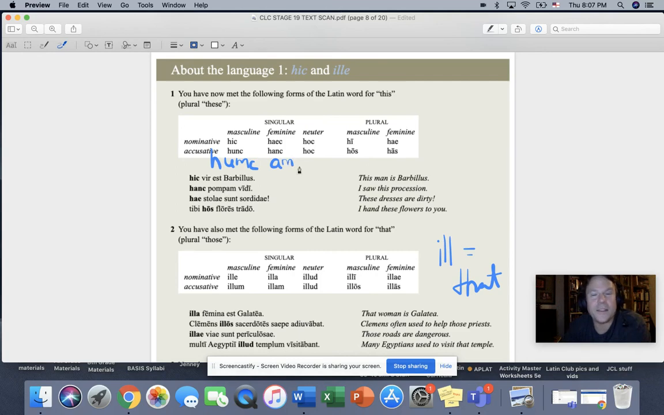Now, again, the bottom line is these little H words mean this, like this guy, or these guys. And you can see hic vir, this guy, this man, or hanc pompam, this procession, hae stolae, these dresses, hos flores, these flowers. Honestly, I think the hardest part about this is just keeping that, those, and this, these straight. That's it. Hic and ille, guys.